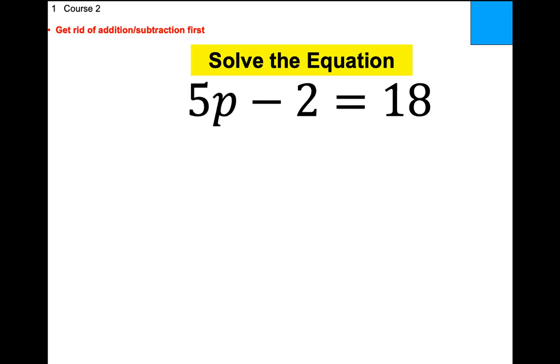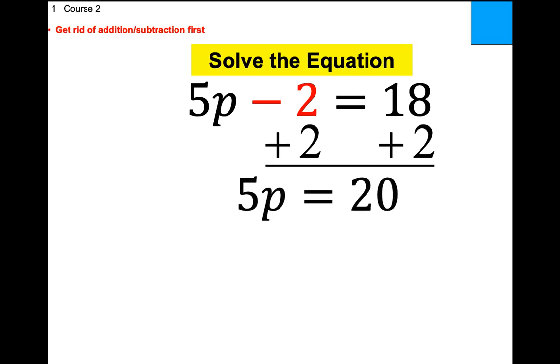Let's get rid of the 2. How is the 2 attached to the letter P? How do you get rid of subtraction? So what are we going to add to both sides? We're going to add 2. Not the number 18, I don't care about it. I care about the number I'm trying to get rid of, the 2. To get rid of minus 2, we add 2 to both sides. 2 minus 2 is 0, it went away. But 18 plus 2 is 20. I got rid of 2.